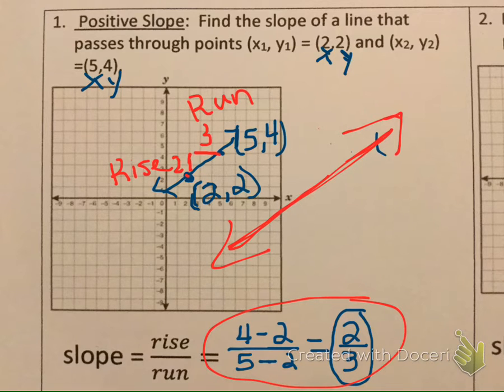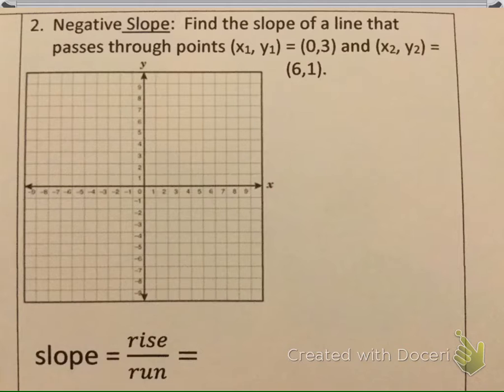We are not going to see many negative slopes at all this year, but you will see more next year, so I just figured I'd give you one as an example. So here is an example of a negative slope. Again, you won't see many of these, but I just wanted to show you. We're going to find the slope of the line that passes through 0, 3, and 6, 1. Okay, I'm just going to rewrite my ordered pairs here.